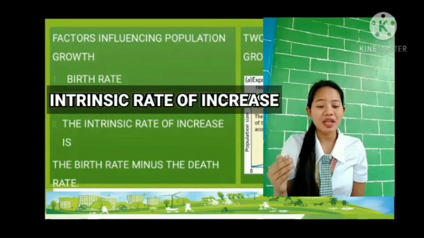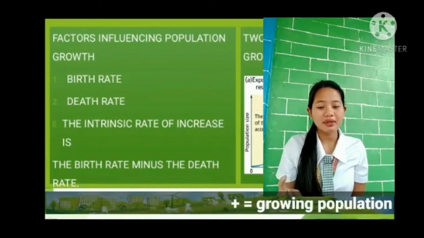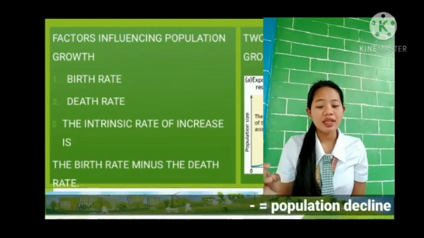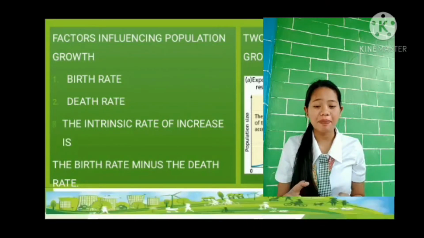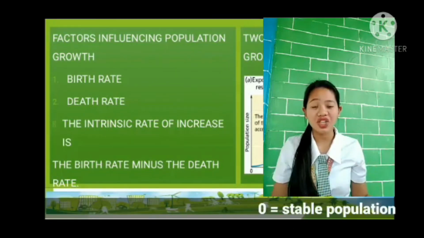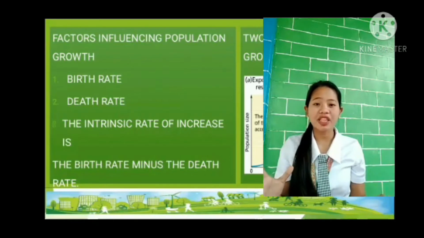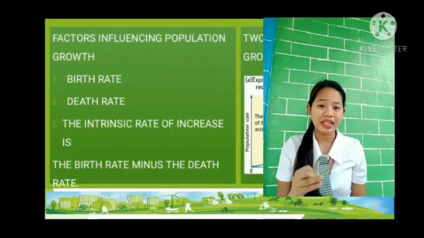If it gives you a positive result, it indicates that there is a growing population. However, if it is negative, it indicates that the population is shrinking, so the population is declining. And if the result is zero, there is no change in the population, so the population is stable. So those are the factors influencing population growth: the birth rate and the death rate.